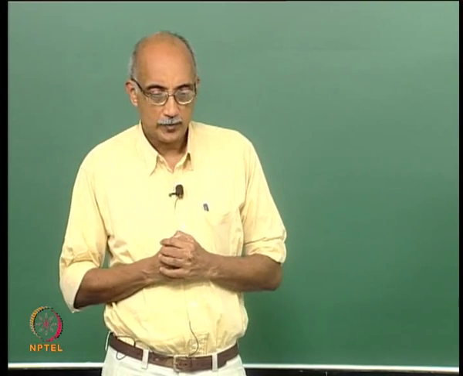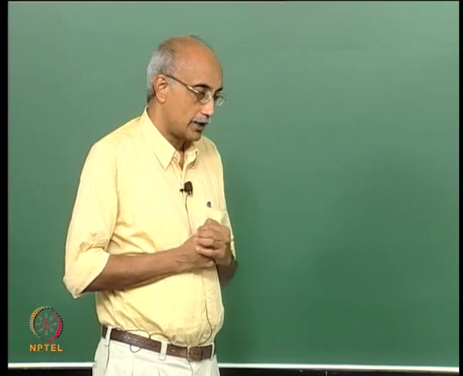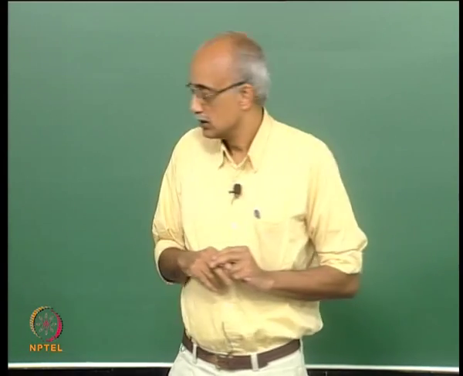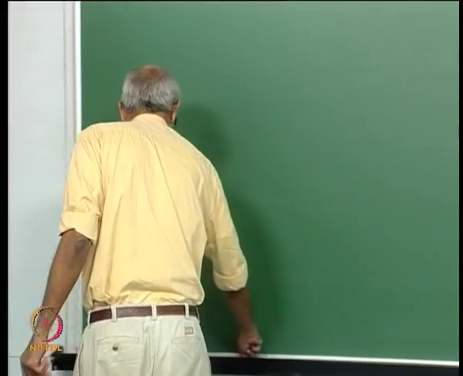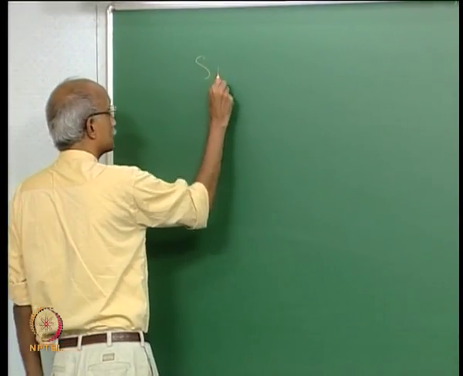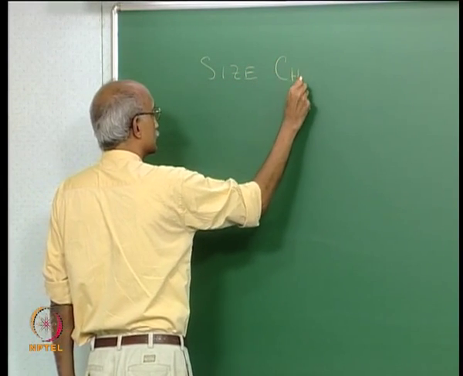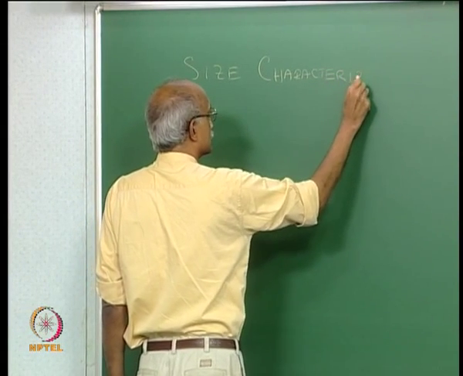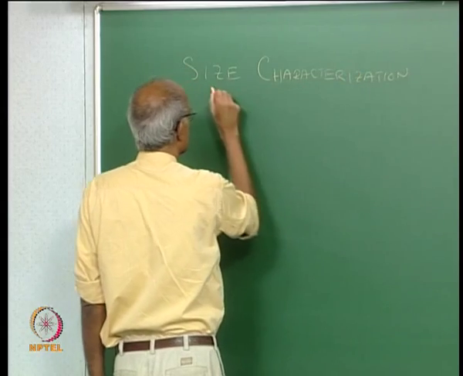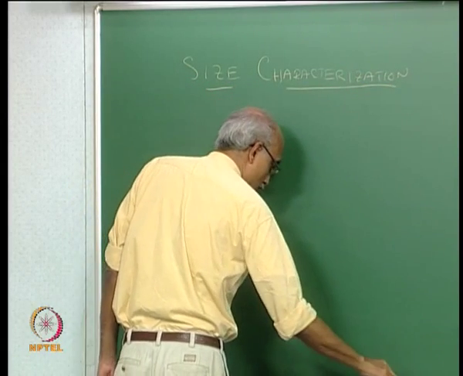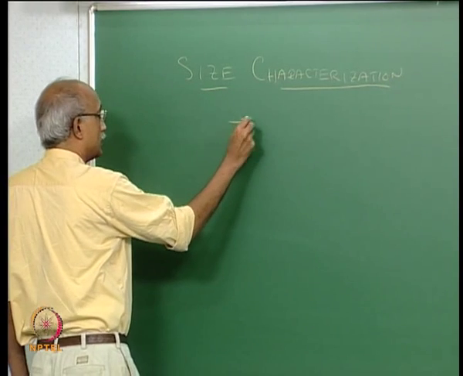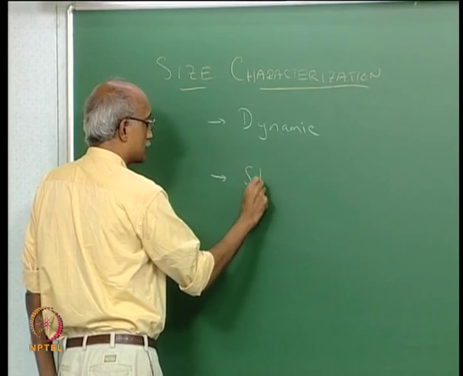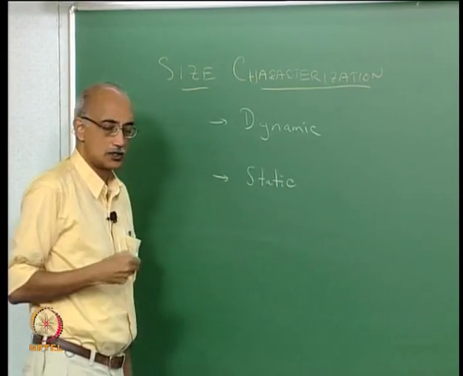All right, now going back to size characterization, there are broadly two ways in which particle size is characterized. The first technique is dynamic, and the second is static. So what do we mean by that?